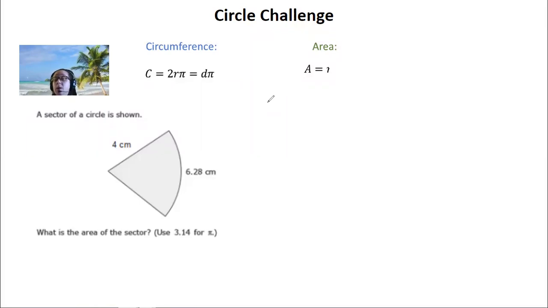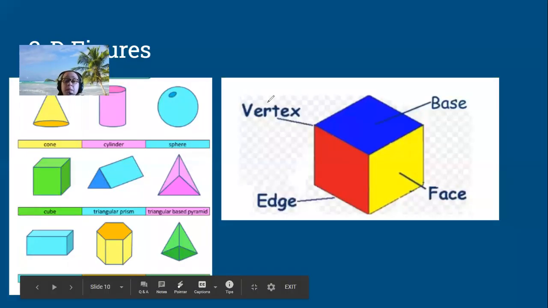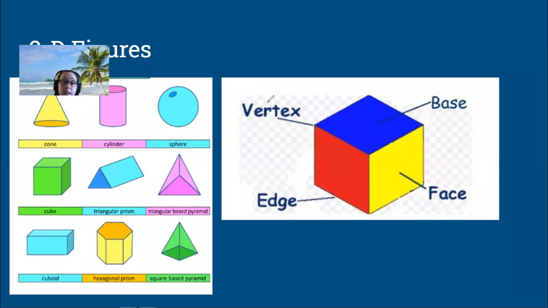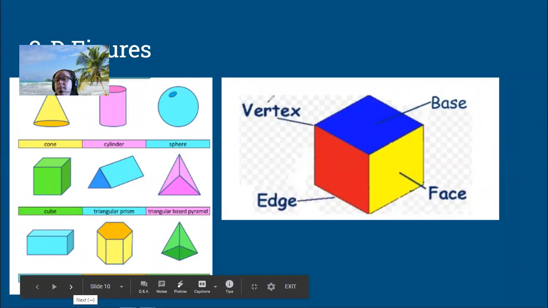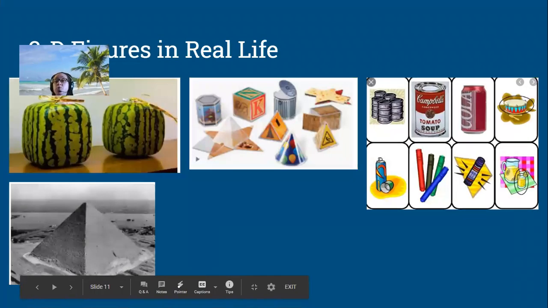You'll also have to deal with some vocab with 3D figures today. Make sure that you have vertex, edge, face, base. Just look on Moodle and go through it. Google is your friend if you can't remember any of the shapes, but it's all on Moodle, so make sure you're checking that. You do have a question about 3D shapes in real life, and I just want to remind you, use Google. It's really fun to look.